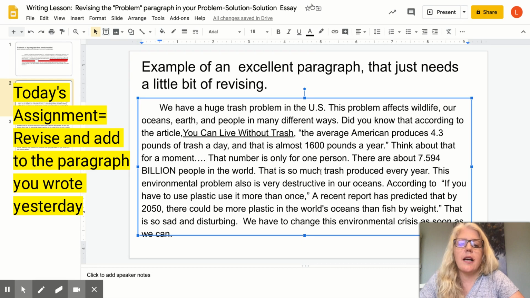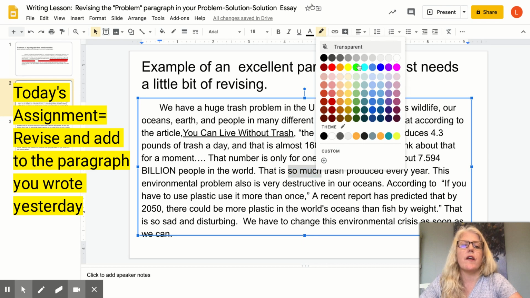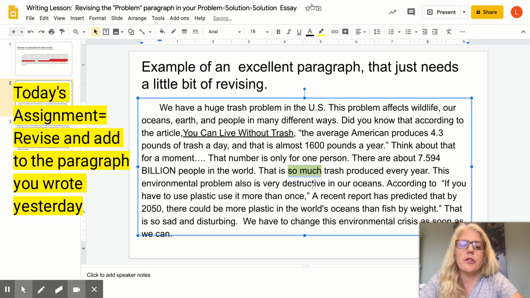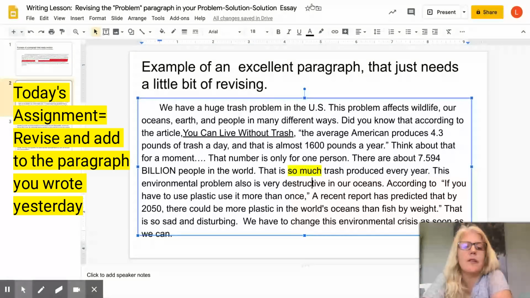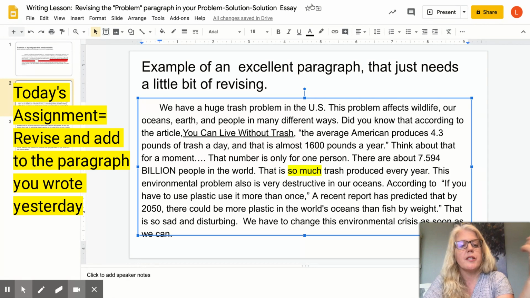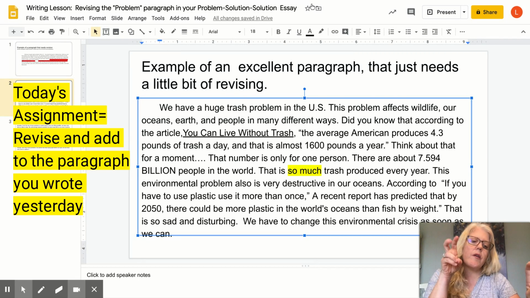So one of the things that I look for when I'm editing and revising is I look for places where I say very and so. I use those words a lot in my writing, and it makes me sound unprofessional. So I go back and I highlight those, and then I try to think of a more precise word that could go in its place. So instead of saying that is so much trash produced each year, he could say that is an enormous amount of trash produced. That is a huge amount of trash produced. However, whatever word he wants to put in there, but I wouldn't put so much or very much or a lot of. I would use something more precise.